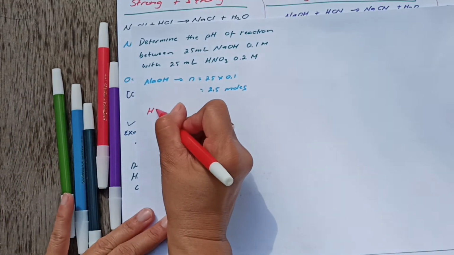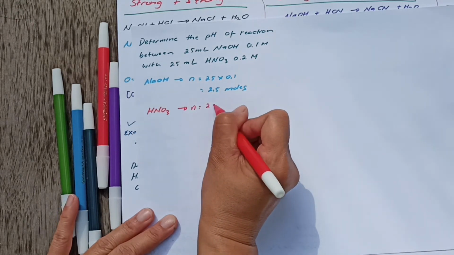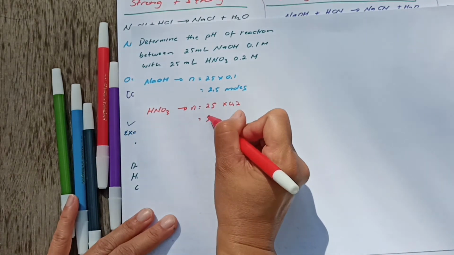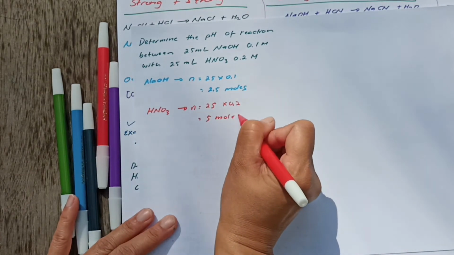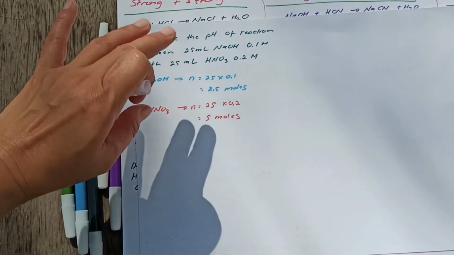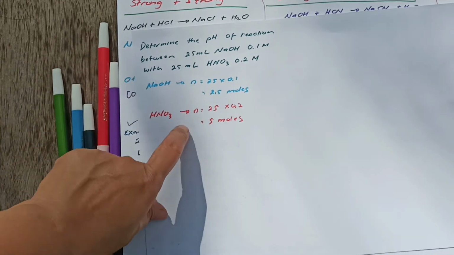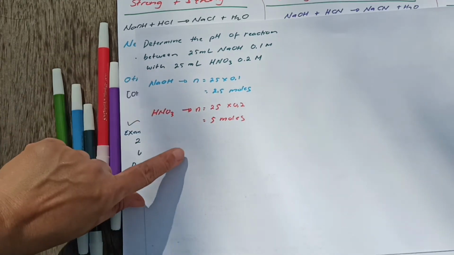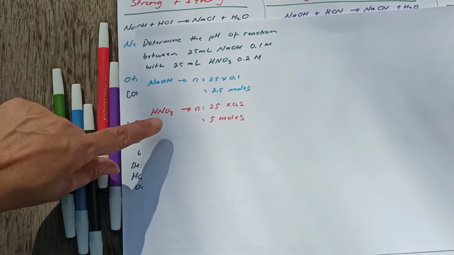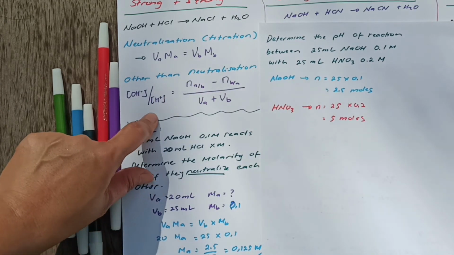For nitric acid, the mole will be 25 times 0.2, which will be 5. Now, from here, you can see which one is bigger. The base is 2.5, while the acid is 5. This is an easy task because you can see clearly which one is bigger. The bigger one will be H, so therefore, you're going to use the H formula.